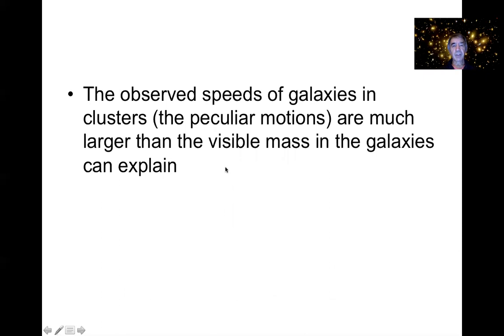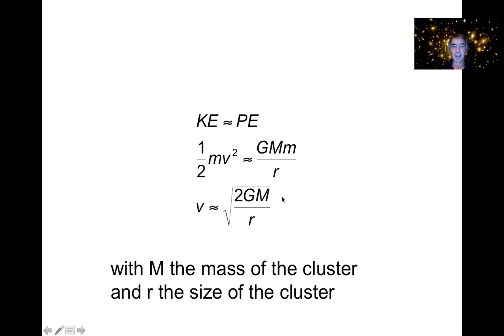So here we find the same problem again. The observed speeds of the galaxies, so that's what we just talked about in the last lecture. Basically, this is the idea of peculiar motions. How fast are your galaxies moving around within a cluster due to the gravity within that cluster? And those speeds are much larger than the visible mass in the galaxies can explain. So we'll just go back to the formula here. If you just added up all the mass of all the stars in all the galaxies and put that in here, you would come out with a much lower speed than what you actually observe.